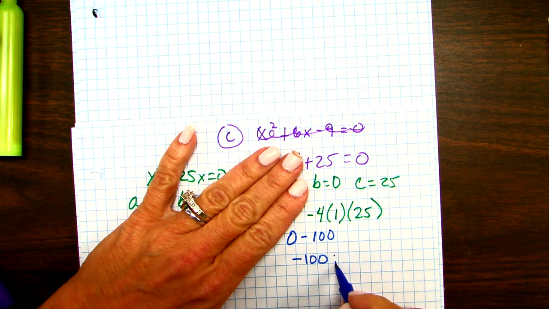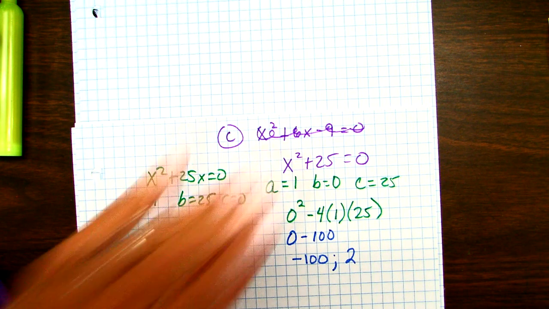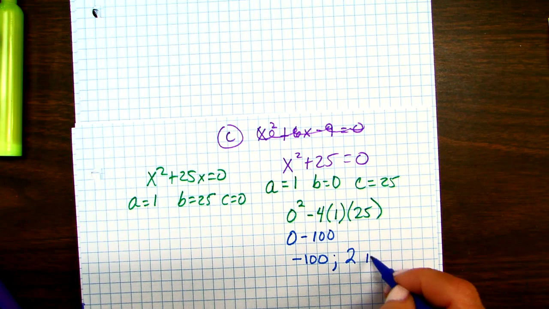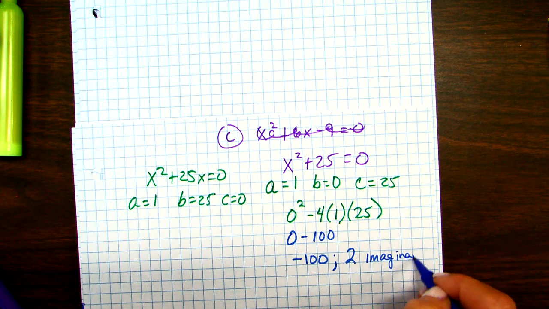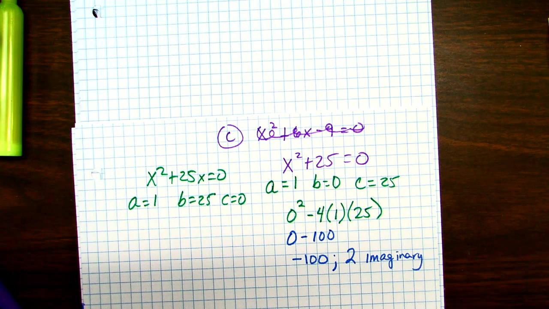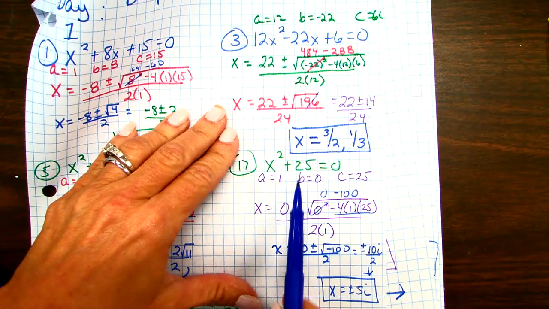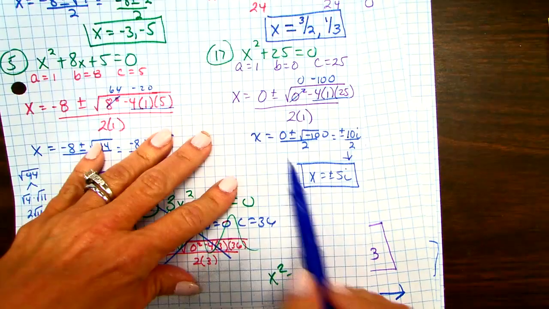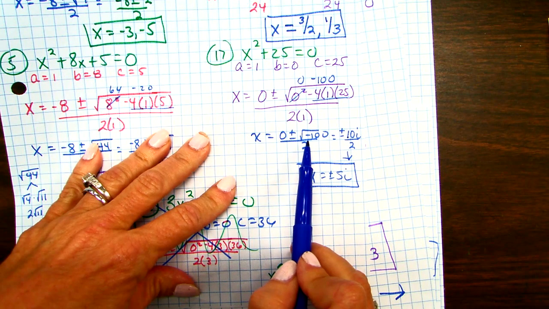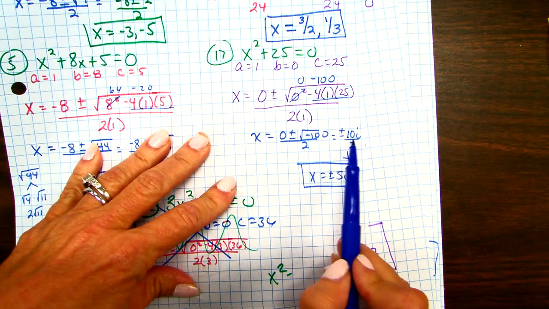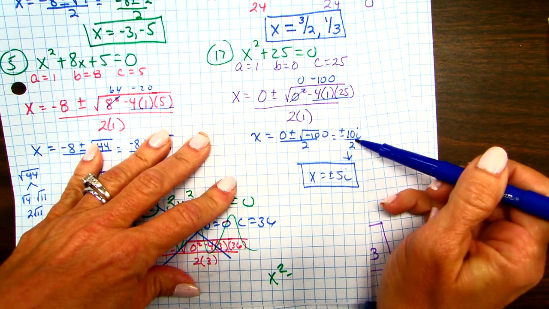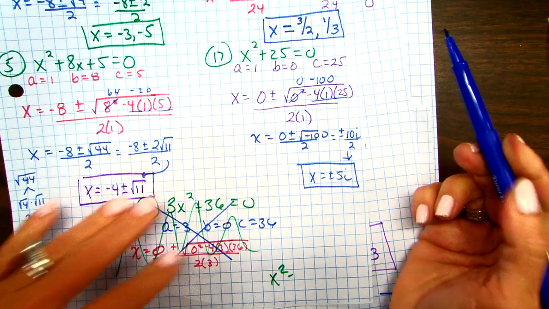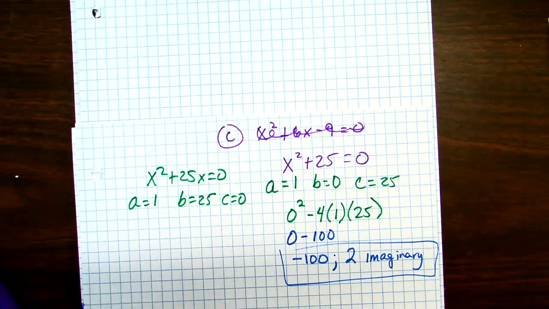How many solutions am I going to have? 2 solutions, but they're going to be imaginary because it's negative. Think ahead. I'm not having you do the whole quadratic formula. But if you did, you would have had a negative 100 under the radical. Because we did a similar problem yesterday, where you got a negative 100 on the radical. So you did the square root of negative 100 was 10i, plus or minus 10i over 2, which simplified to 5i.